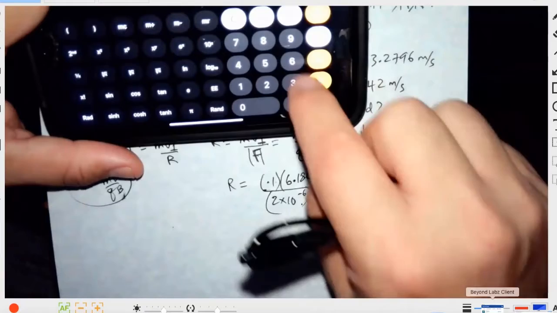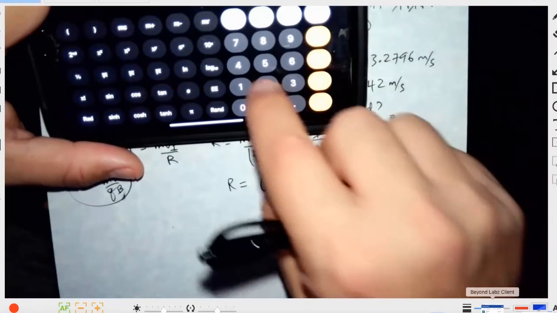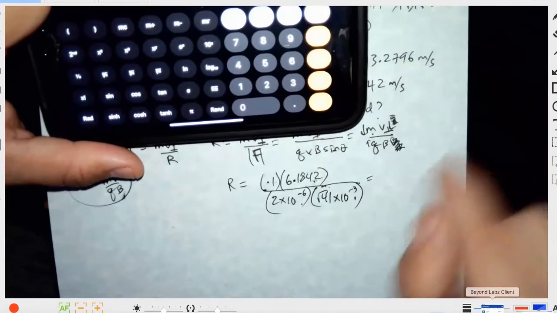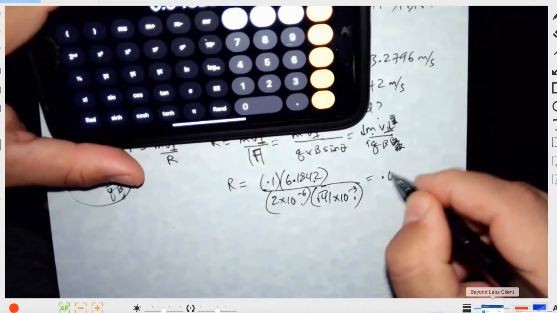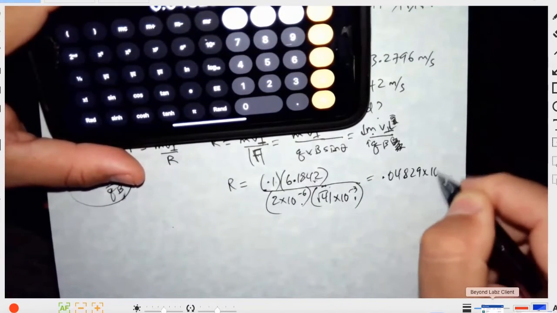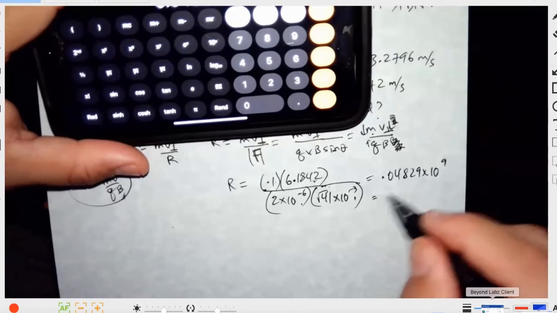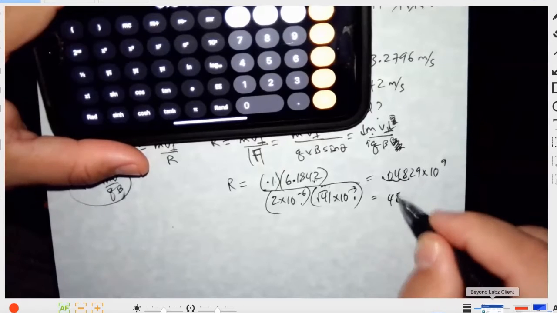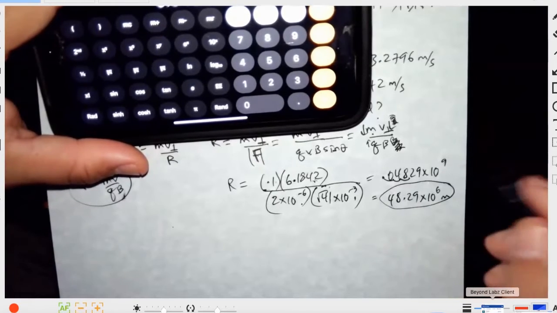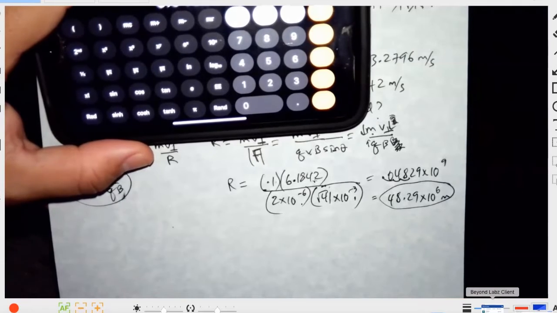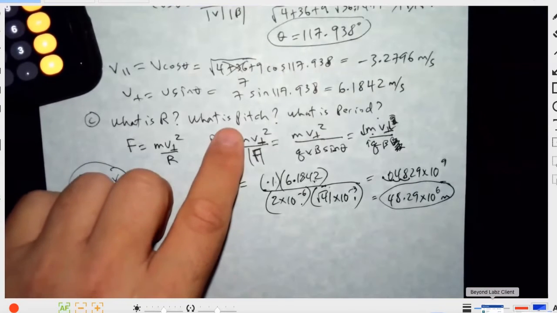0.1 times 6.1842 divided by 2 divided by the square root of 41. Okay, 0.04829 times 10 to the 9th, so 48.29 times 10 to the 6th meters. Wow, it's a huge radius. Okay, cool.